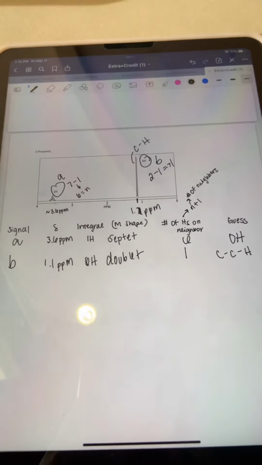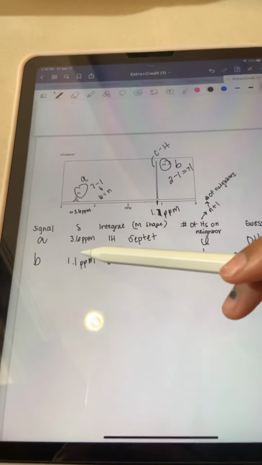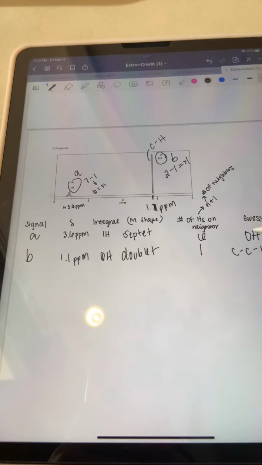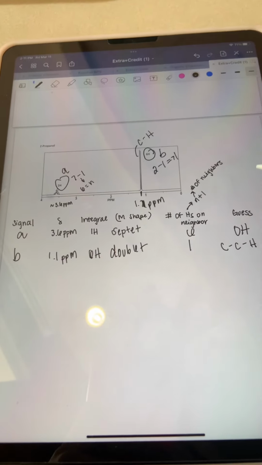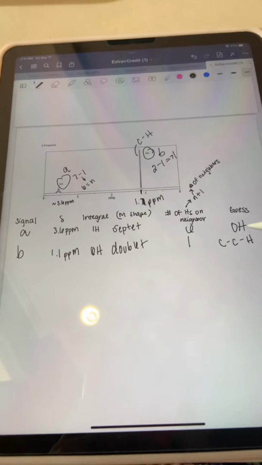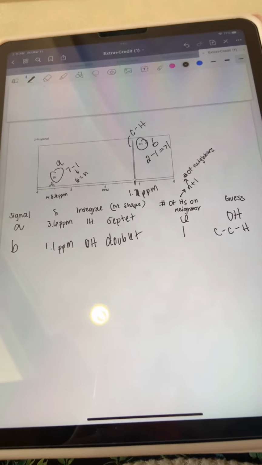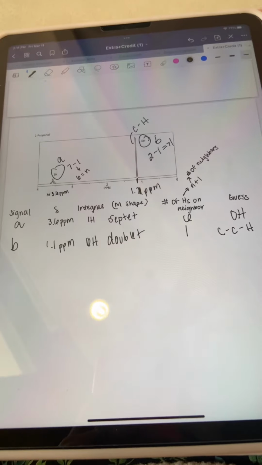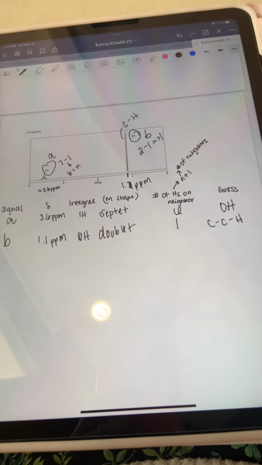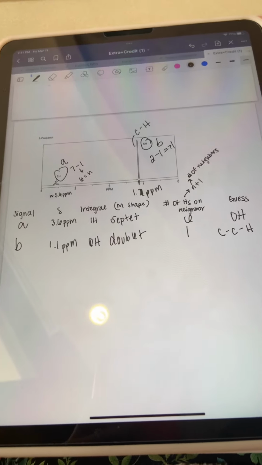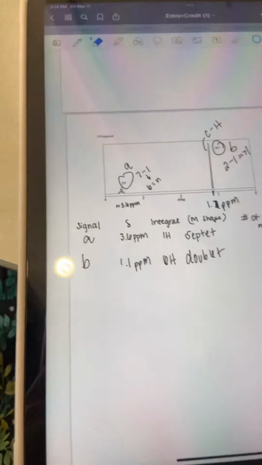Okay, and then something I also forgot to mention was that the 3.6 ppm gives it away that it's an oxygen, or that it's an alcohol, because at 3.6 ppm there's going to be a lot of deshielding, and deshielding comes with electronegativity, and because oxygen is electronegative, it's going to have more deshielding than the signal P.